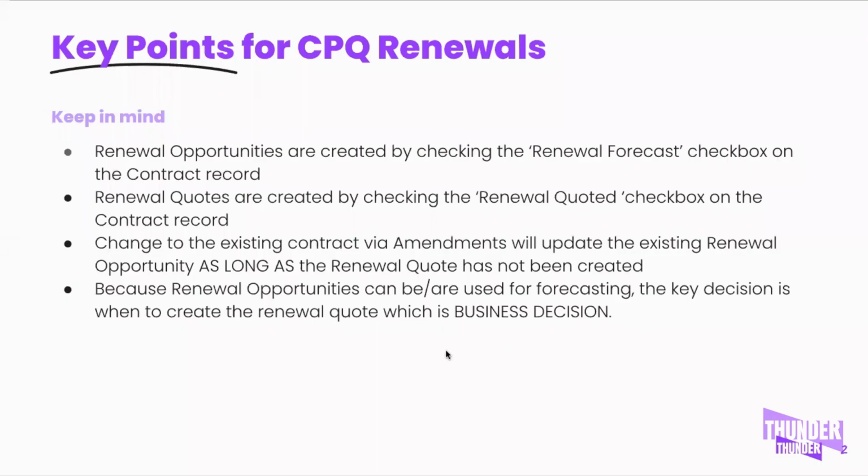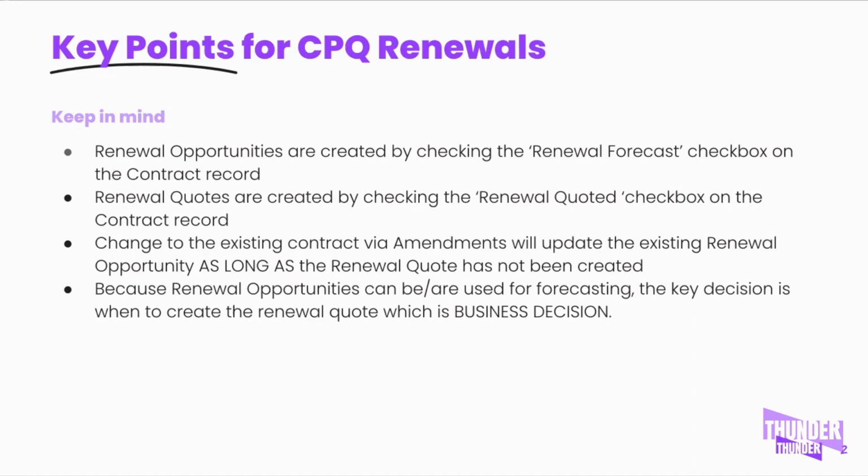So just to sum up, and this is quick because there's not a lot of complexity regarding renewals. Renewal ops are created by checking the renewal forecast checkbox on the contract record, and renewal quotes are created by checking that renewal quoted checkbox. Again, I can't stress this enough. Changes to the existing contract via amendments will update the existing renewal opportunity as long as you haven't created the renewal quote under that opportunity.